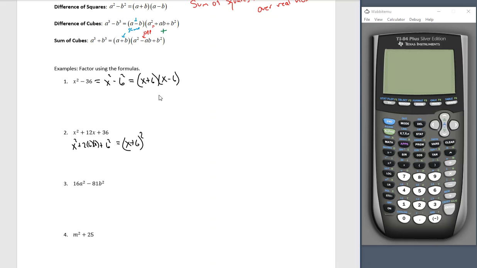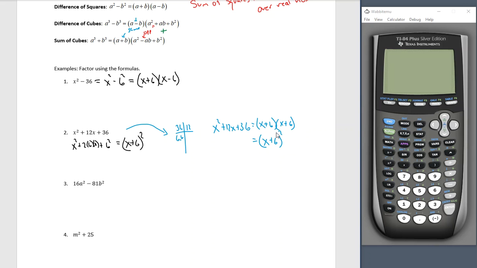But maybe you don't always necessarily see that. Keep in mind, we have other techniques of finding this as well. I want 2 things that multiply to be 36, add to be 12. It seems like 6 and 6 is the way to go. So x squared plus 12x plus 36 is x plus 6 times x plus 6, which is x plus 6 all squared.